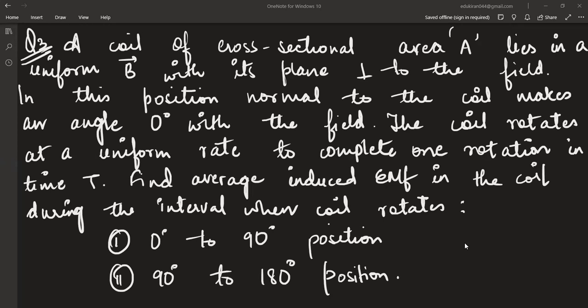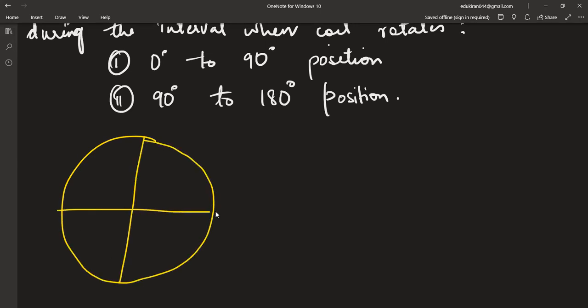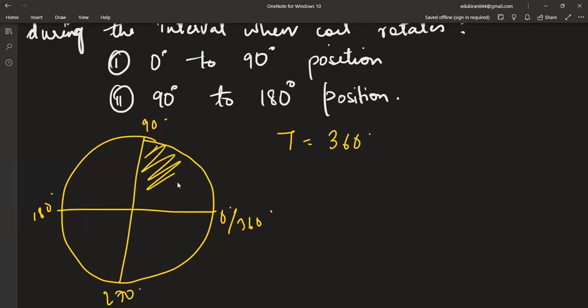So two intervals are given. One I'll tell you, the other you'll be able to write. First is 0 to 90 degrees. Second is 90 degrees to 180 degrees. See, if I say I have divided all the angles, this is 0 degree, this is 90 degrees, this is 180 degrees, this is 270 degrees, and here again we'll have 360 degrees back. Now for the entire 360 degrees we are having the time t. So what would be the time just for 0 to 90 degrees? If total is t, then 1/4 of it, the time will be t by 4. That's the only difference that will be coming.